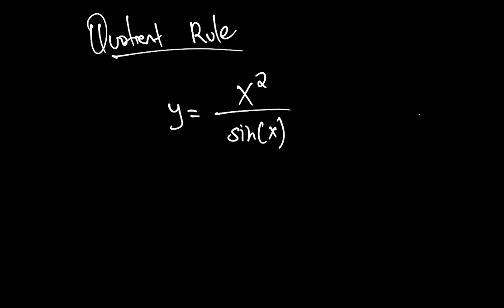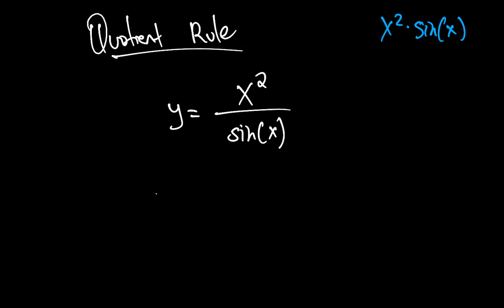Now let's say we had a similar situation. Before we had something like maybe x squared times sine x. What happens if we had x squared over sine x? If you have this case where you have some function over another function, you use a very simple rule called the quotient rule. And it's actually very similar to the product rule.